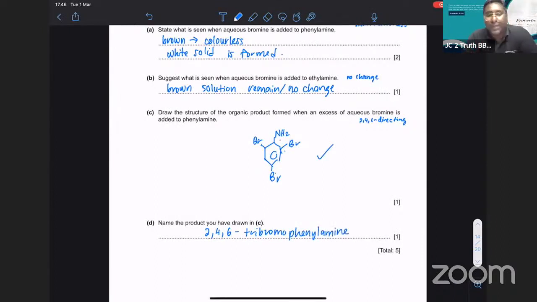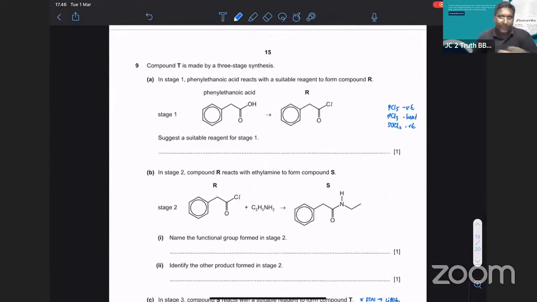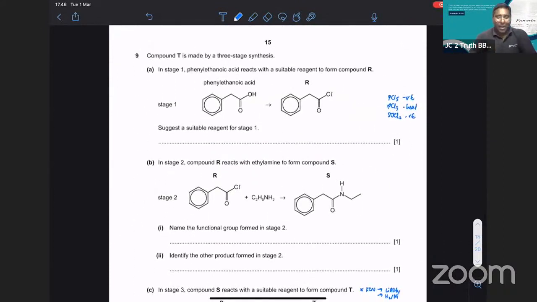Okay, and that is going to be the answer. Yeah, the product. So let's move on. Question number 9. Okay, compound T is made of 3-stage synthesis.